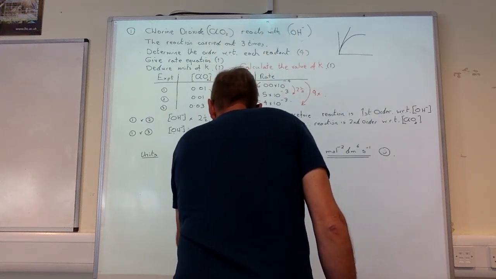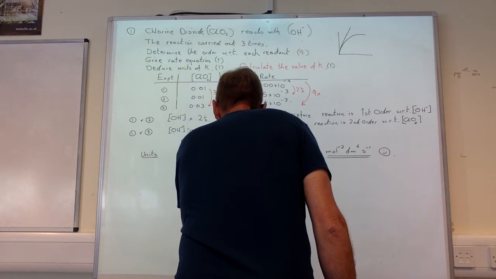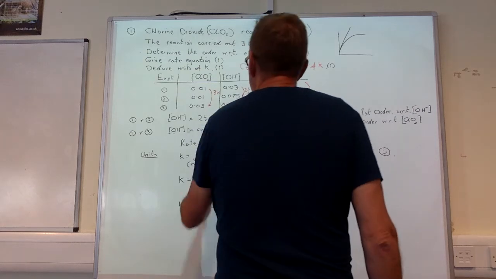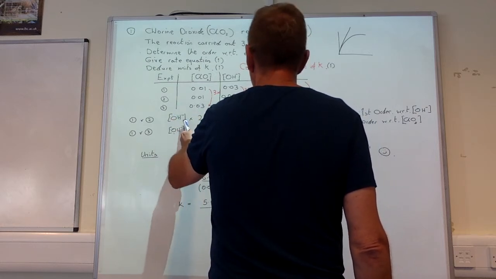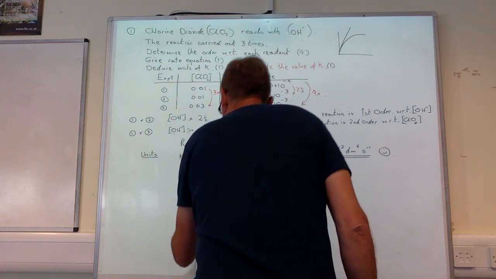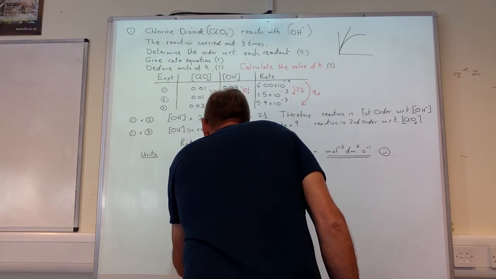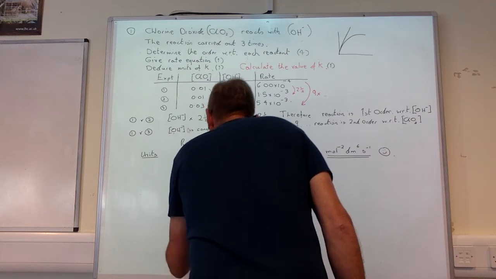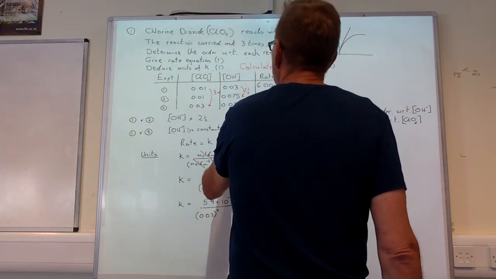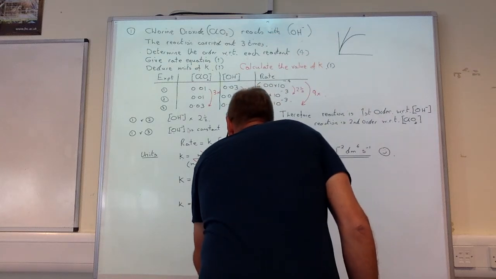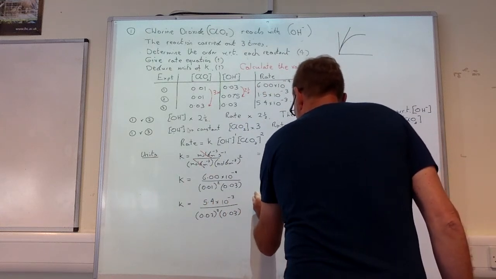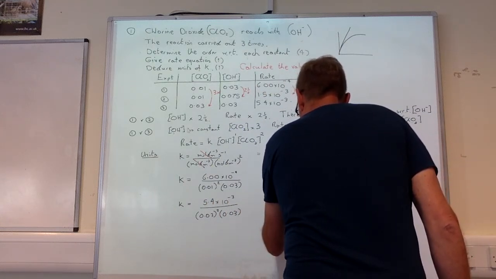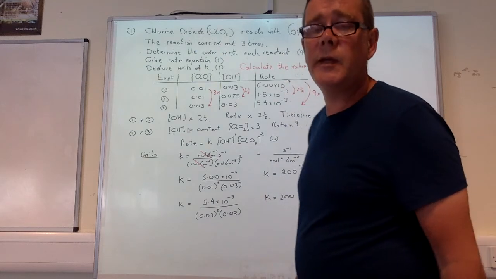5.4 times 10 to the minus 3 divided by this stuff squared, this stuff [OH] on its own. That should give you the same answer. If it doesn't, don't bother me because I haven't got a clue.